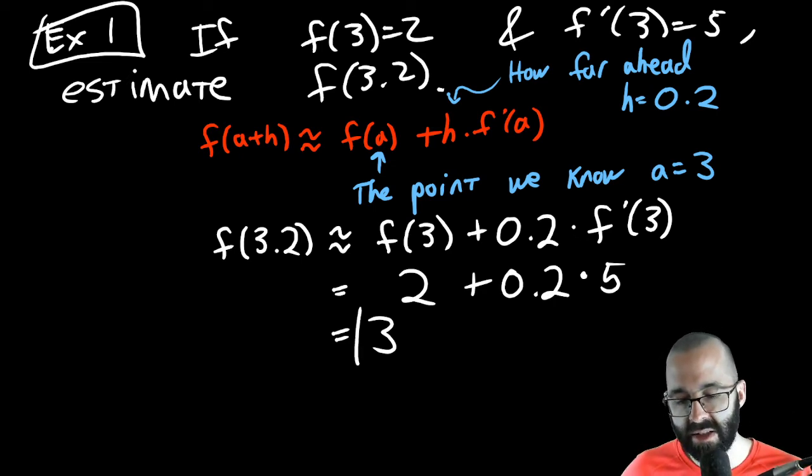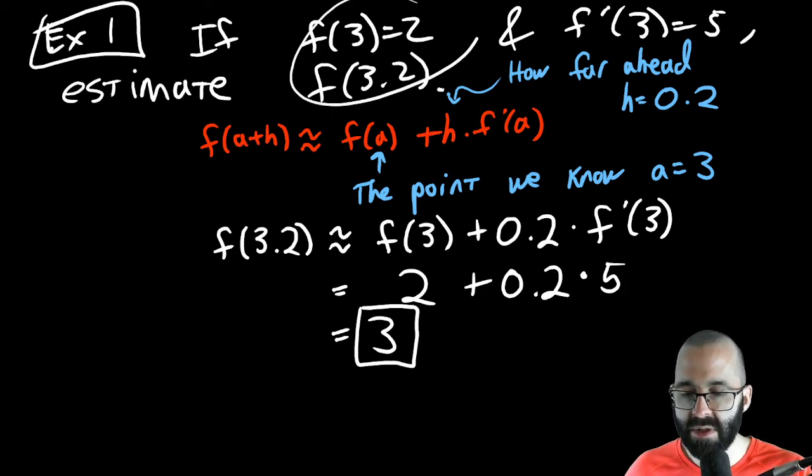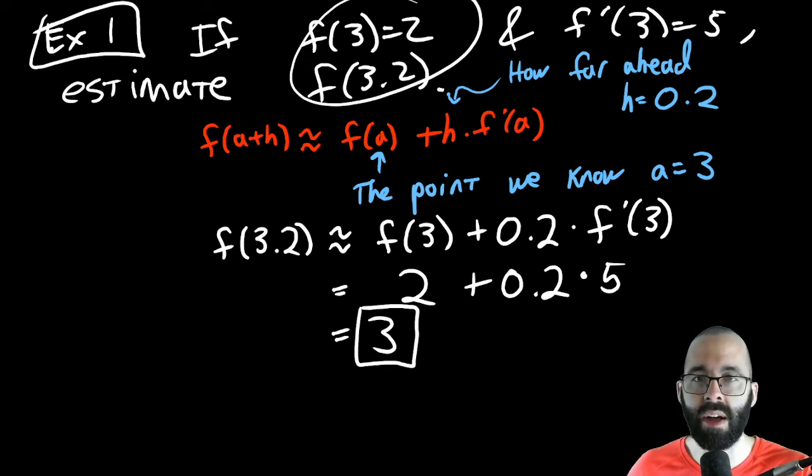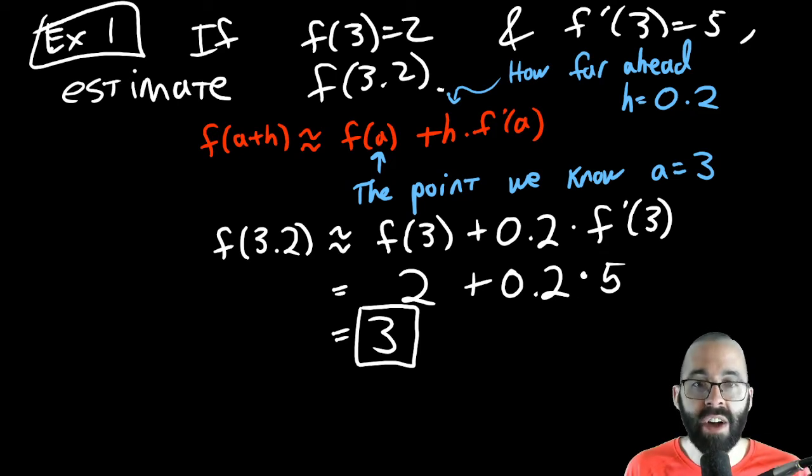Okay, so we can approximate the function value. We're really close to 3, and we know what it is at 3. When x is 3, we're at 2, and the slope is 5. So if the slope is 5 and we move ahead 1/5, we have an increase of 1. It increases from 2 to 3.